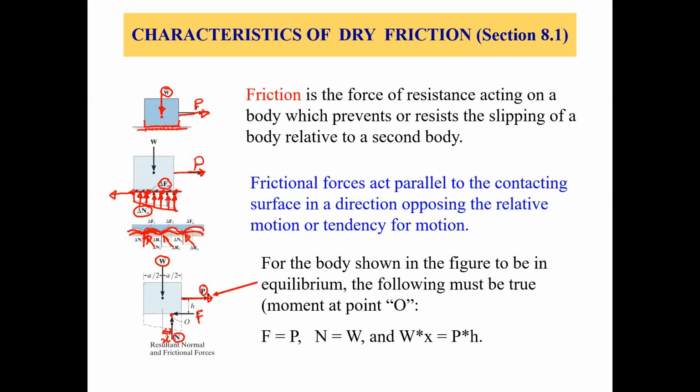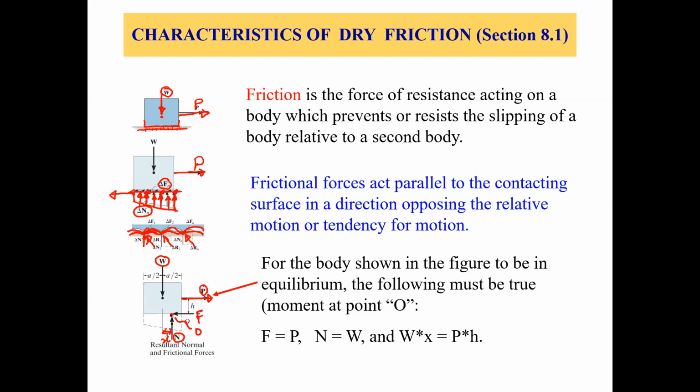Now, for this box to be in equilibrium, what condition should we have? Let's say this is point O. Let's take moment at this point. And why at this point? Because we have two forces acting at this point, F and N, and they will go to zero once we take moments at this point. Once the body is in equilibrium, the moment at any point should be zero. So let's take moment at point O. If we take moment at point O, what do we get?